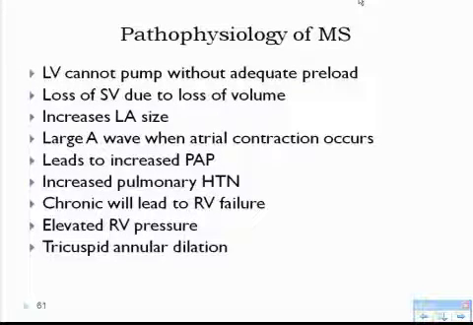The LV cannot pump without adequate preload, with loss of stroke volume due to loss of volume. Increased left atrial size and a large A wave lead to an increase in PA pressures, pulmonary hypertension. Chronic disease will lead to RV failure eventually, elevated RV pressures, and tricuspid dilation, in which you end up having right-sided heart failure. So you're going to get liver failure, coagulopathy, ascites, the whole works. Okay?